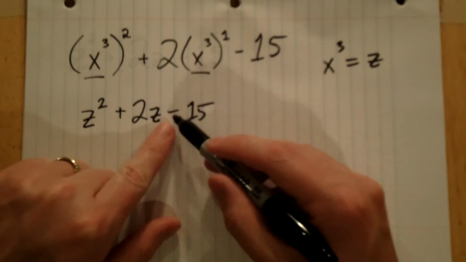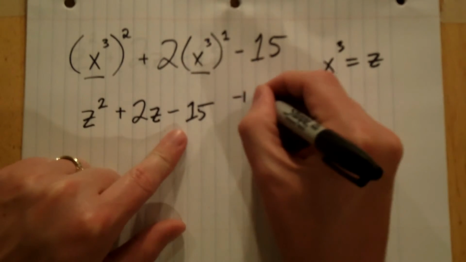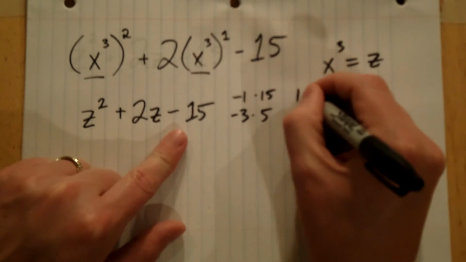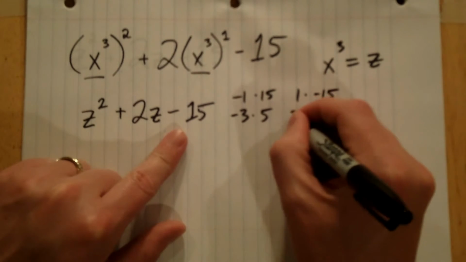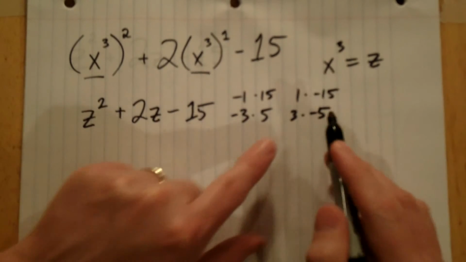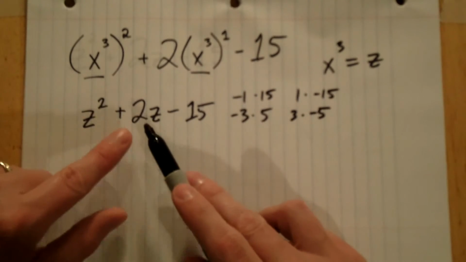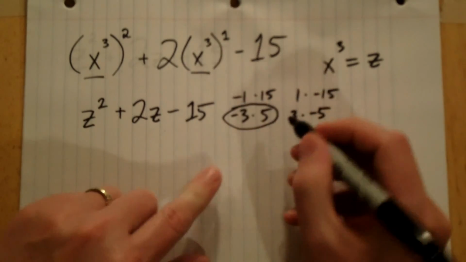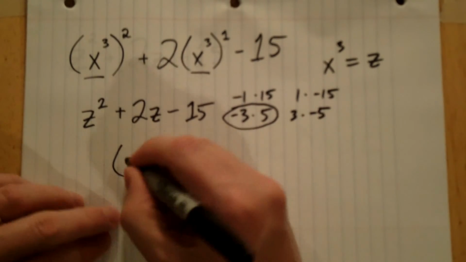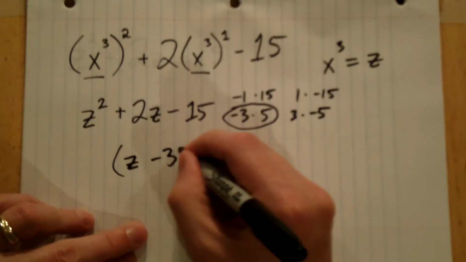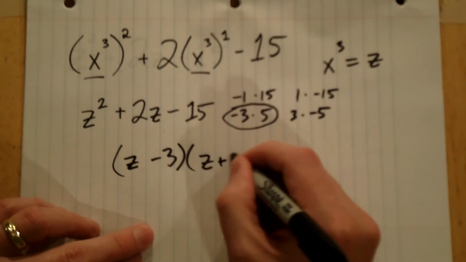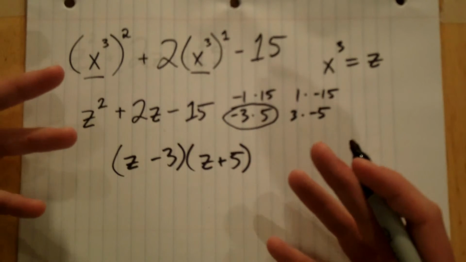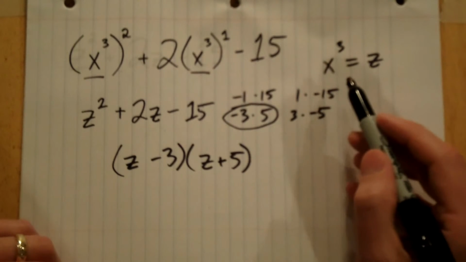Let's look at the last term. It's a negative 15. So we could have negative 1 times positive 15, negative 3 times positive 5, positive 1 times negative 15, and positive 3 times negative 5. We're looking for a pair of factors that add up to positive 2. Well, that would be a positive 5 and a negative 3 like that. So let's throw those into some binomials with the variable z, and we will have z minus 3 times z plus 5.